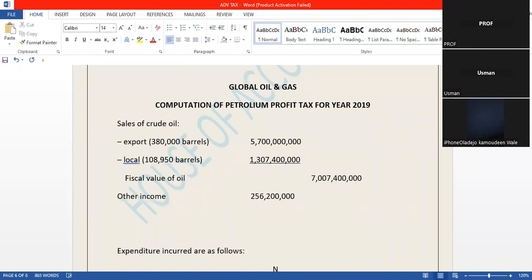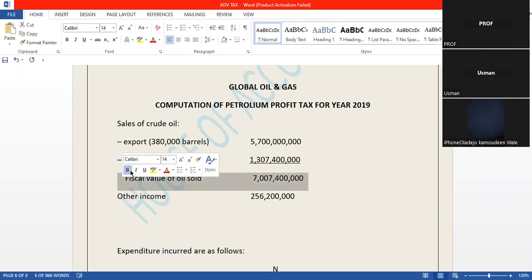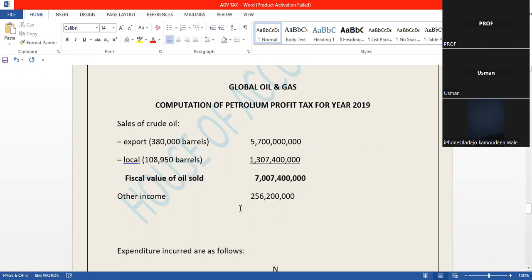So this addition we have is the value of crude oil that was sold, both to local and the foreign. So that's why we added the two together. So let me just make this one bold a bit. So by the time you add the other income to it, what do we have?